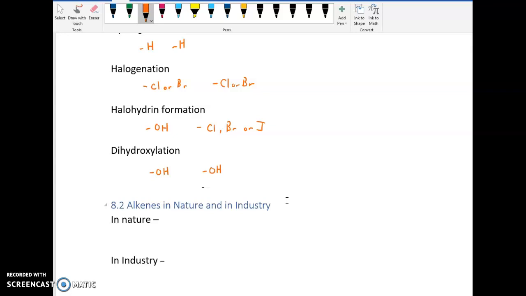In industry, they're produced from cracking petroleum and used to make plastics, polyethylene, PVC, polypropylene, acetic acid, ethylene glycol, acetone, isopropyl alcohol, ethanol. They're actually, ethanol doesn't have an alkene, it's just used in making it.